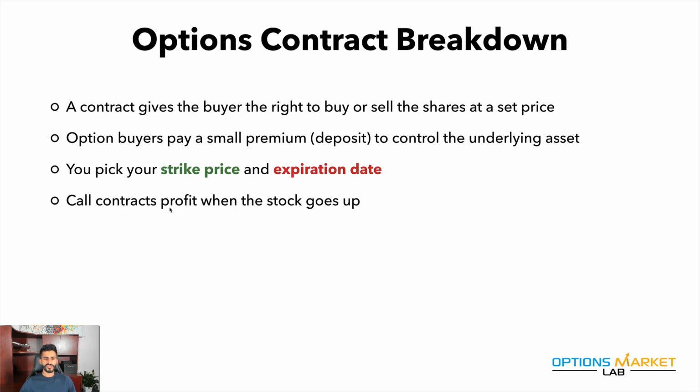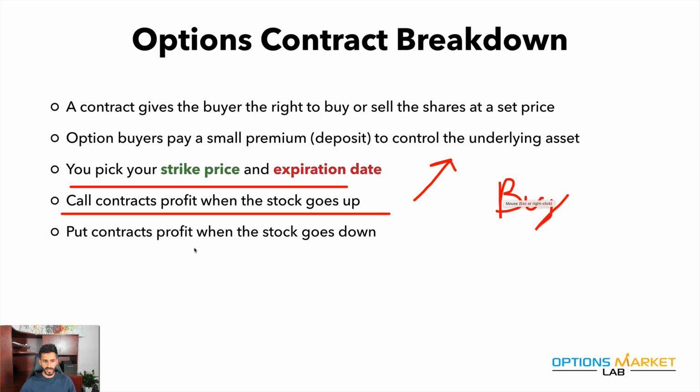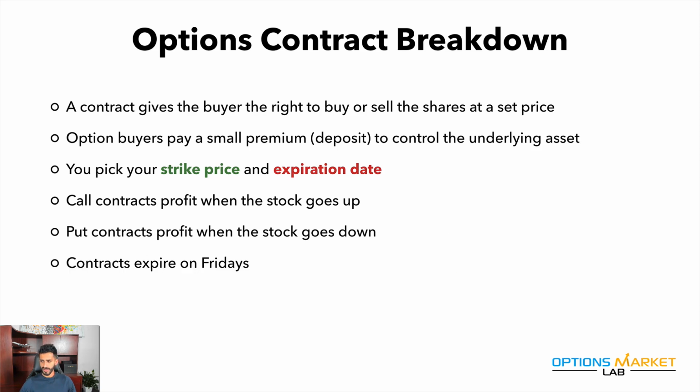Next, call contracts profit when the stock goes up. Once again, this is if you're buying options. If you buy a call contract, you only profit when the stock goes up. If you buy put contracts, you only profit when the stock goes down, okay? Contracts expire on Fridays. So when you're trading options, keep that in mind. All contracts expire on Friday.